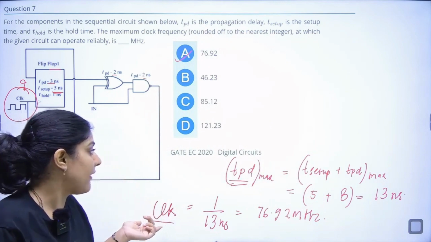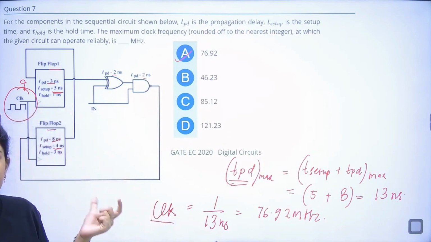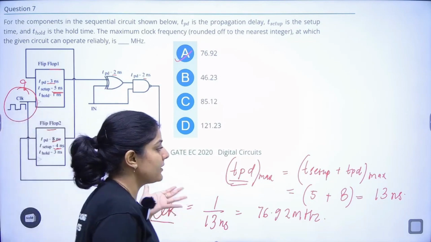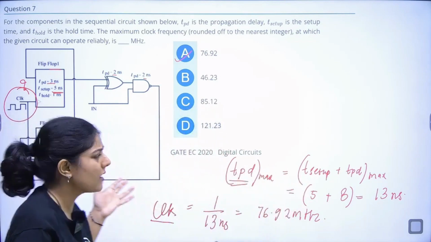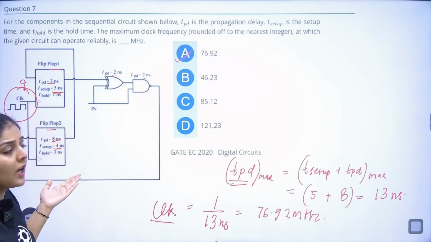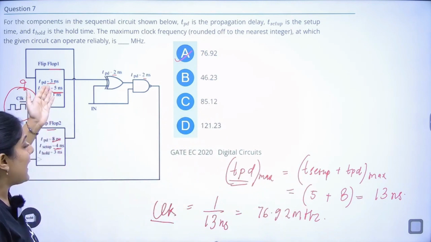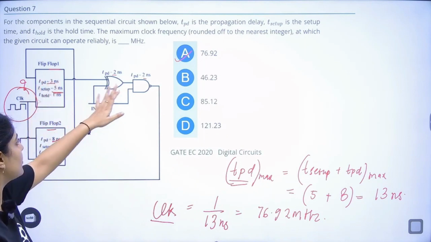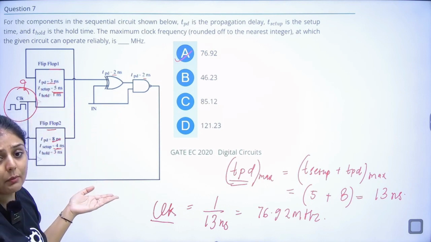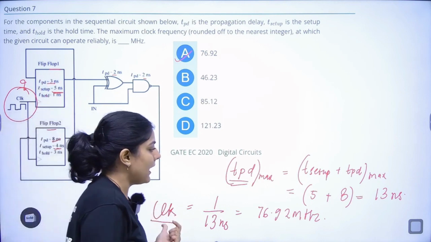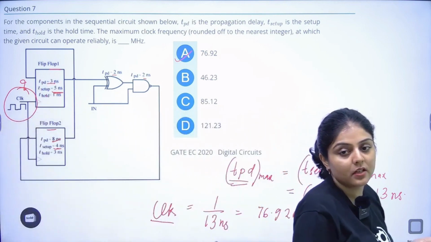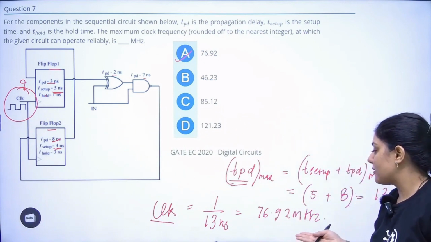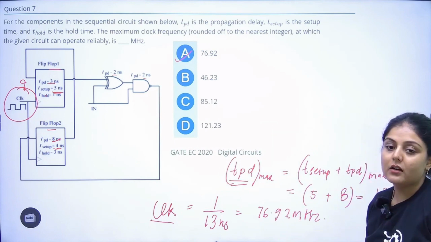So this is how we can find out the clock. We have to find out the total or maximum propagation delay, and the maximum setup time. There are only 2 setup times, so the maximum setup time will be 5, and the maximum propagation delay in the whole circuit is from 3, 8, 2, 2. Among these, 8 will be the maximum propagation delay. Add them up and find out the clock. After 13 nanosecond we will be getting the output. So clock frequency will become 1 by 13 nanosecond, that will be 76.92 megahertz.